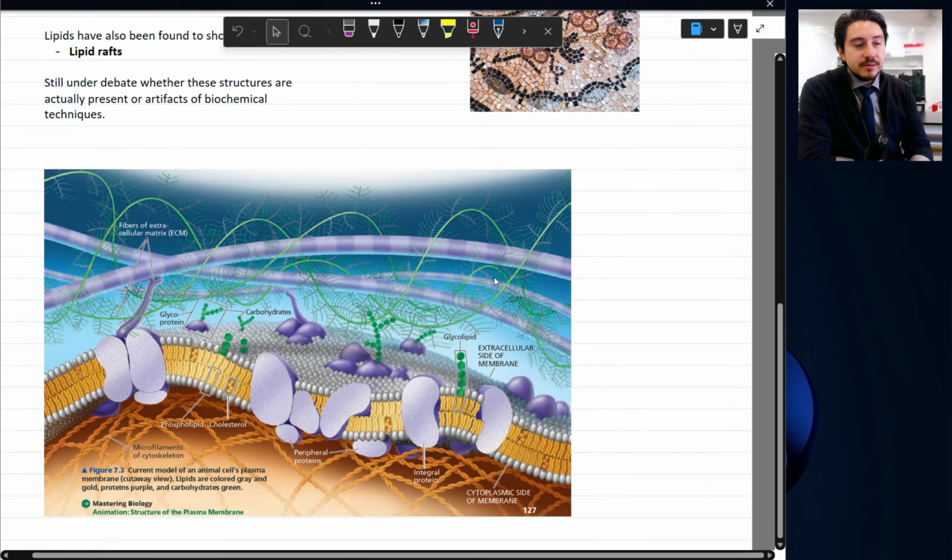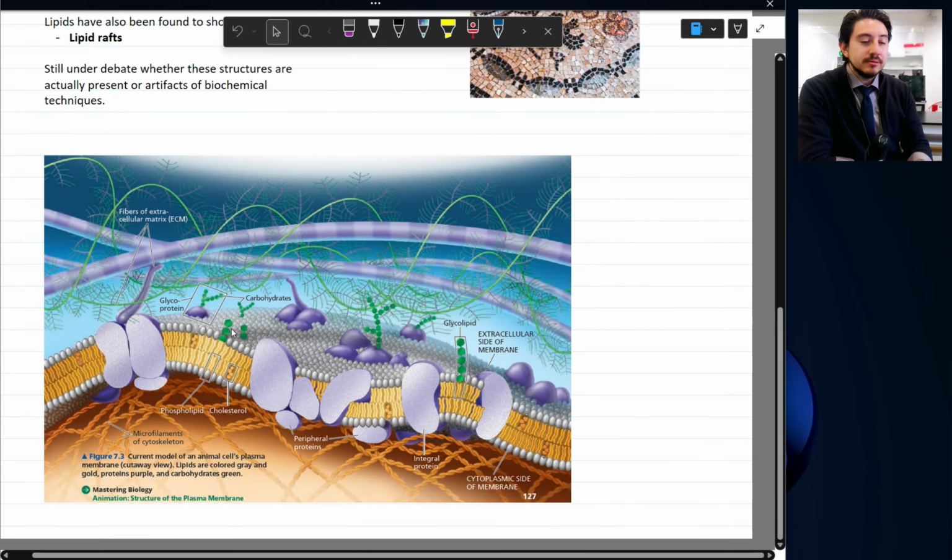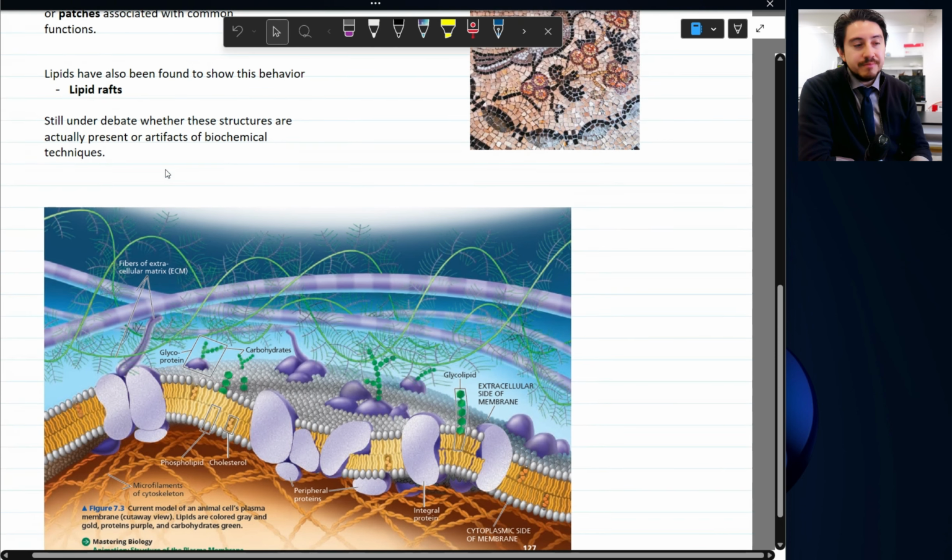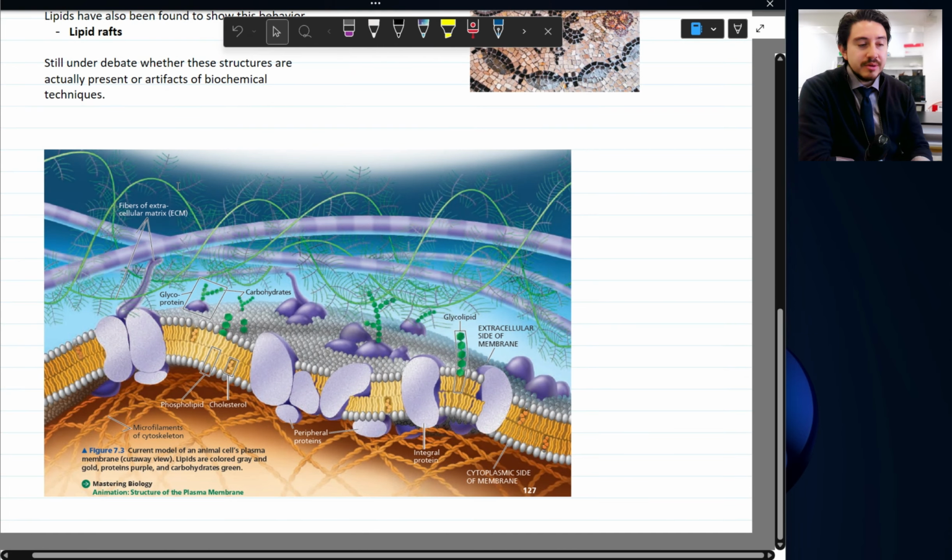How much of this is actually true is still being studied. Some scientists question whether these structures are actually present and have a function, or whether they are some biochemical artifact, or a byproduct of some staining technique or whatnot. But they're there, right? They're referred to as lipid rafts.